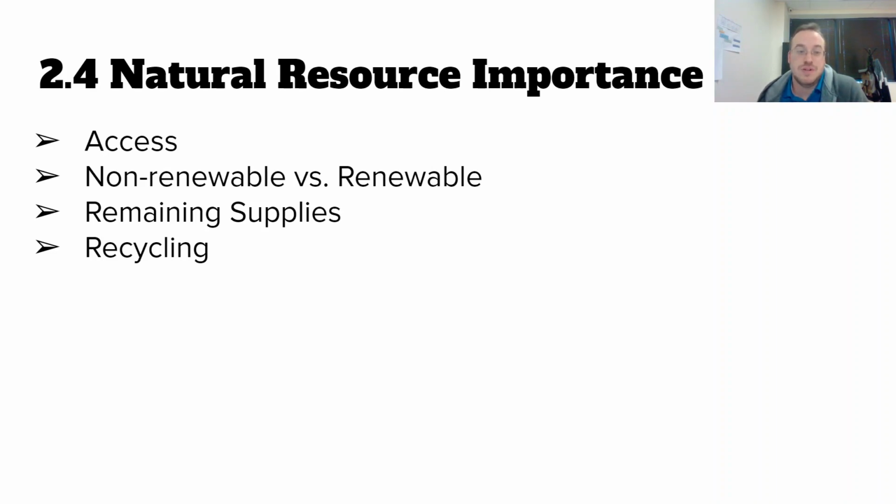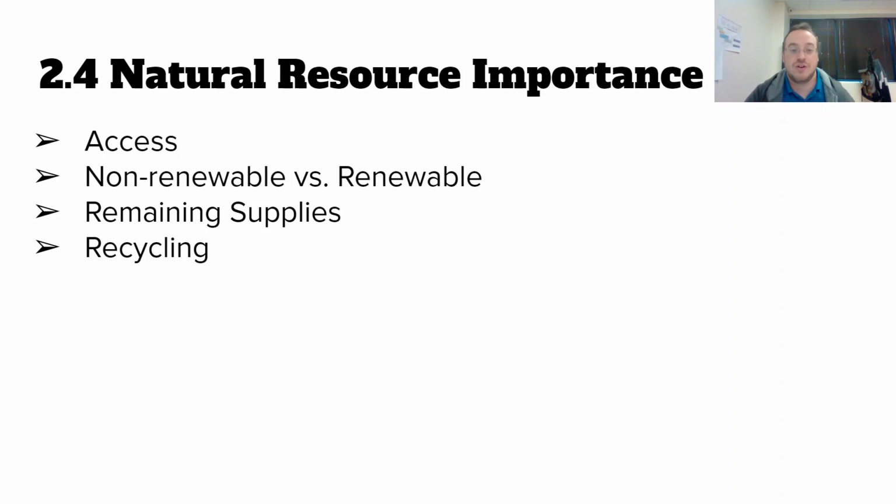Non-renewable versus renewable is what it says on the tin, right? A renewable energy source or natural resource will replenish over time. So it will come back. It will grow back. It will continue being of use. Like solar energy is a renewable resource because as far as we're concerned, the sun isn't going to stop shining anytime soon. That's going to be millions of years later, not right now.